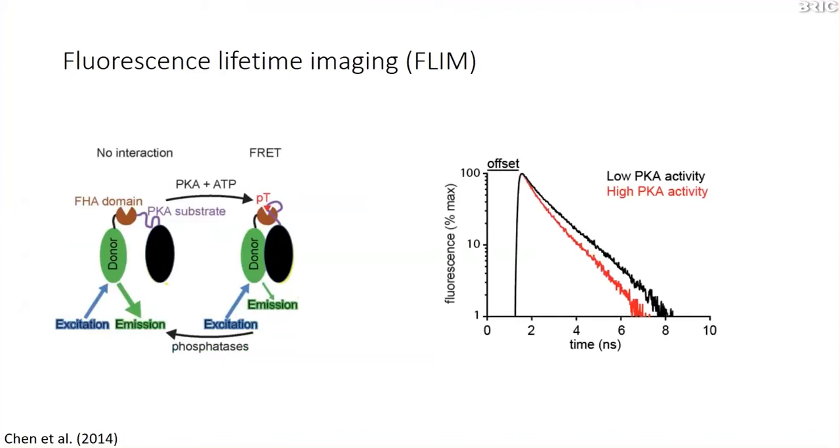So now when we look at the average fluorescence lifetime, which shows us how fast the fluorescence decays, we can see that when there is low PKA activity, the fluorescence will decay much slower. And when there's high PKA activity, the fluorescence of the sensor will decay much faster. And by measuring this decay rate of the fluorescence, we can measure the endogenous activity of PKA.